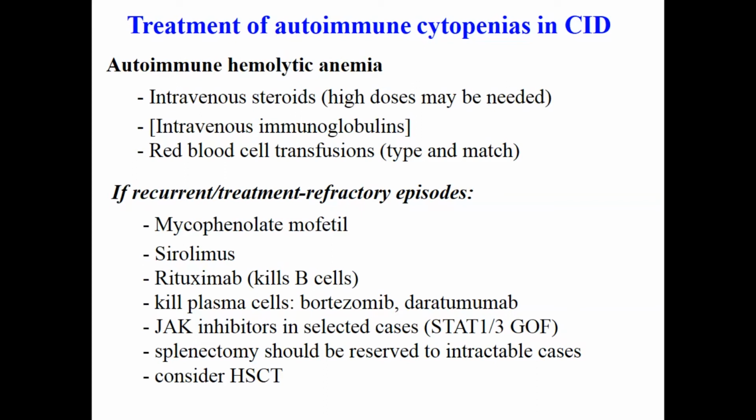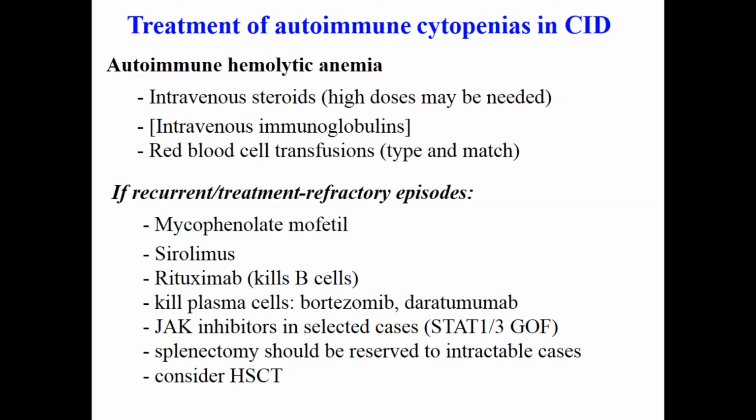If there are recurrent or treatment refractory episodes, then you may use targeted therapy, and I listed a few of them. Rituximab to kill the B cells. There are other ways to kill plasma cells other than killing just the B cells. Bortezomib, some of you may have heard about this. The group at UCSF has successfully used daratumumab, which is another monoclonal antibody that kills plasma cells. So there are new drugs that are coming to the market and that we are experiencing are helpful in many cases of treatment refractory autoimmune hemolytic anemia.